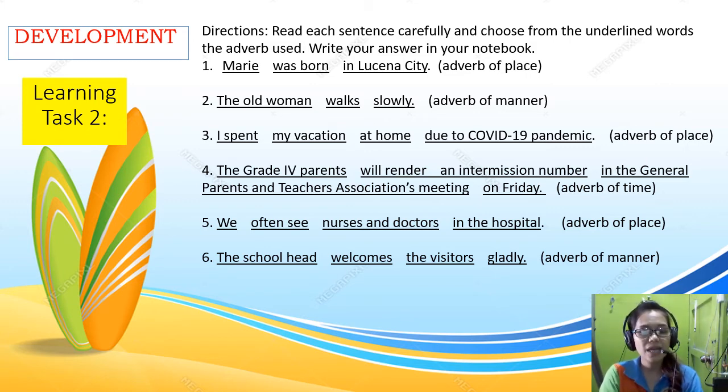Number 3. I spent my vacation at home due to COVID-19 pandemic. Which one is the adverb of place? Your answer must be at home. Number 4. The grade 4 parents will render an intermission number in the General Parents and Teachers Association's meeting on Friday. Which one is the adverb of time? Correct. Your answer must be on Friday.